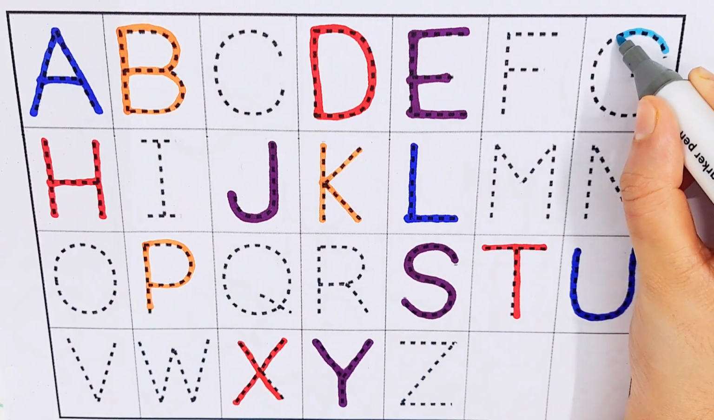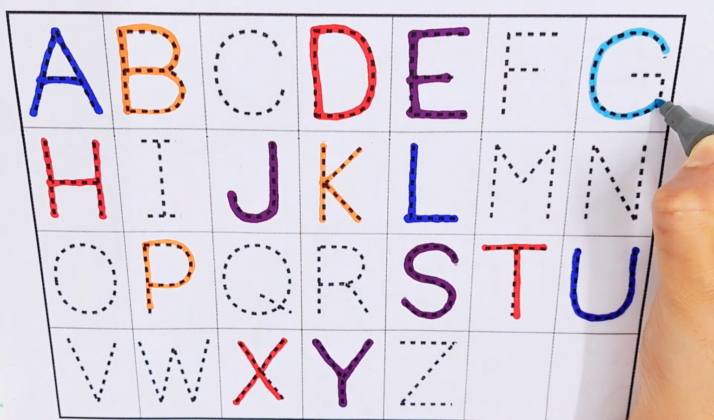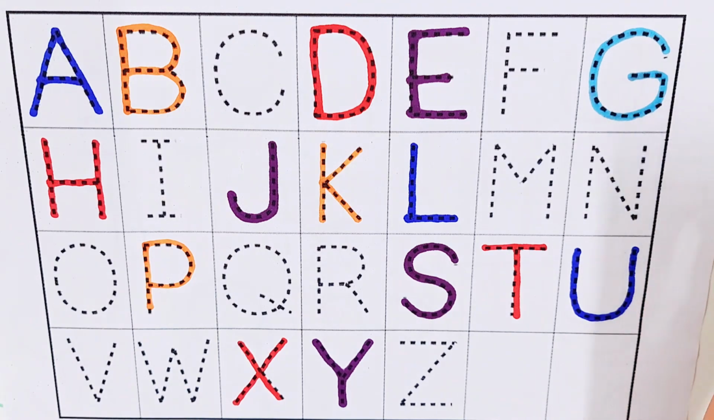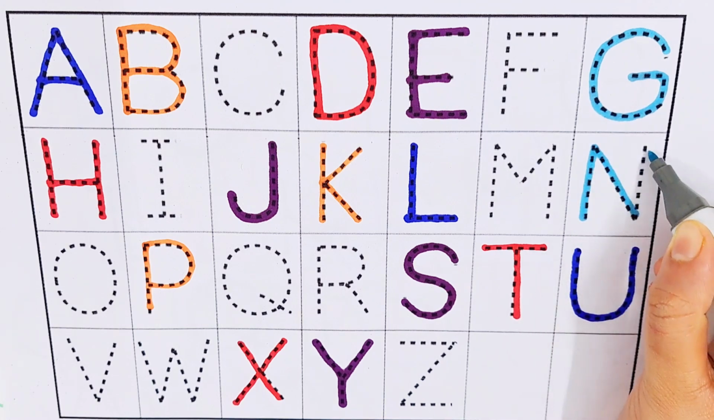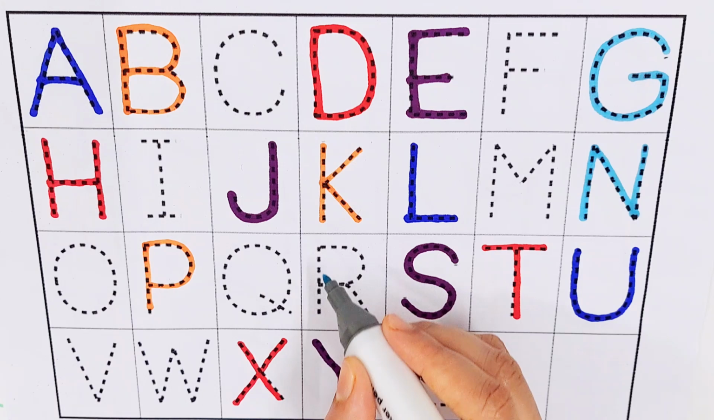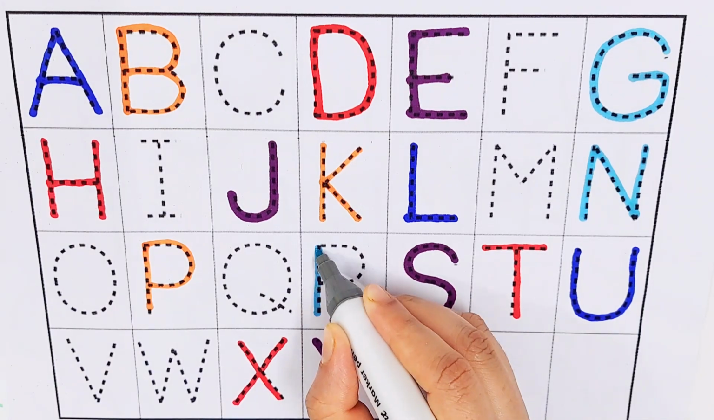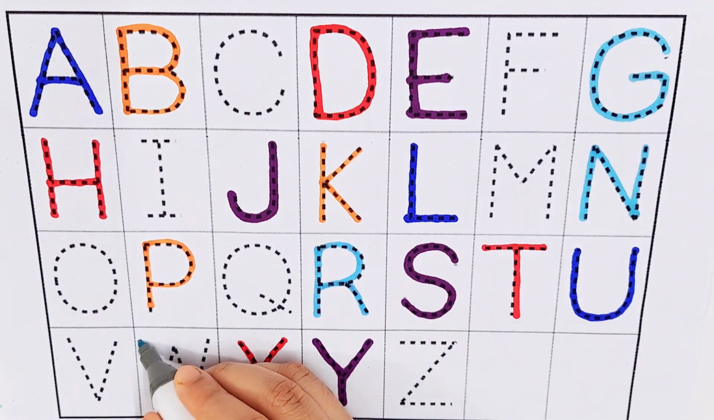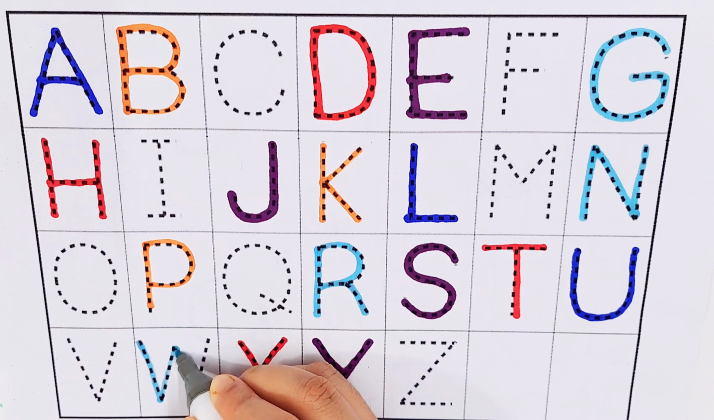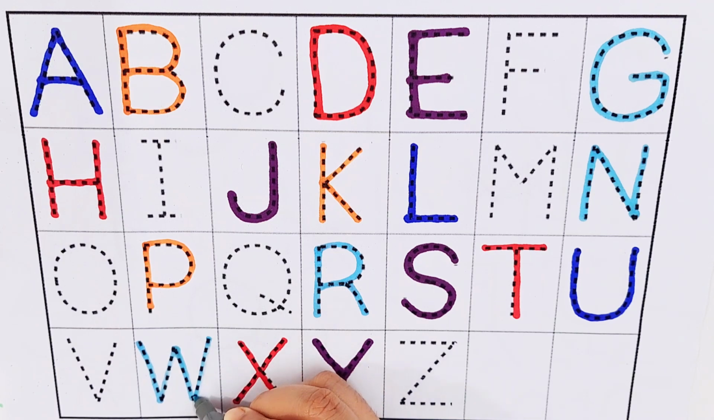Sky blue color. G for grapes. N for nose. R for rainbow. W for water.